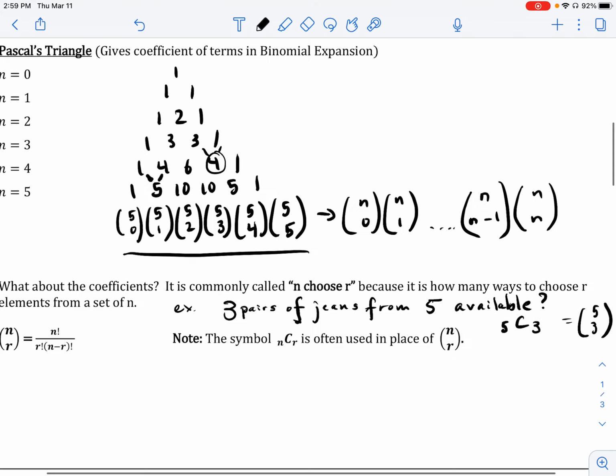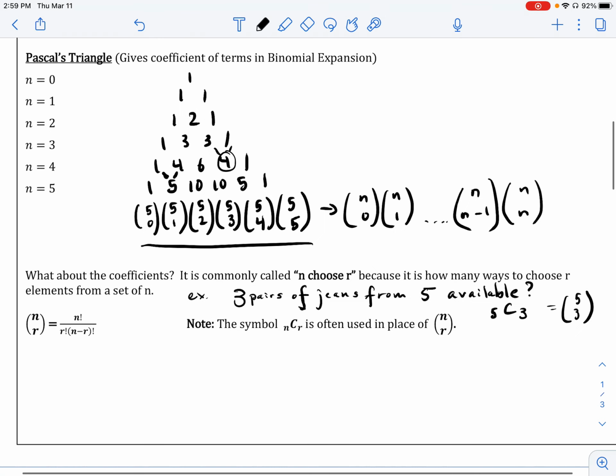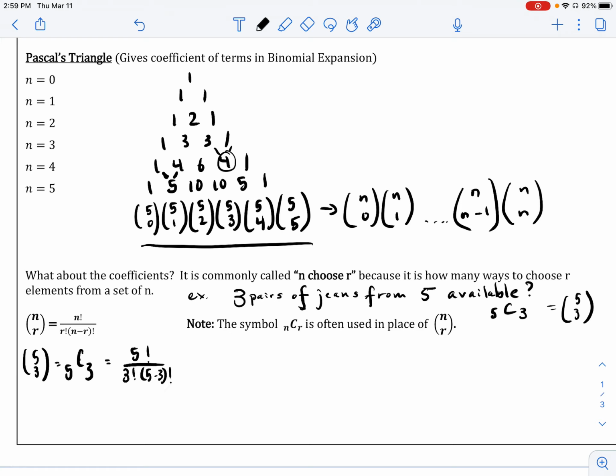So what happens when you're doing 5 choose 3 or n choose r? Well, like I said, the notation can be parentheses with n over r, but it would be n factorial over r factorial times n minus r factorial. So if I take this same value, 5 choose 3, what this would look like is the following: 5 factorial all over 3 factorial times (5 minus 3) factorial.